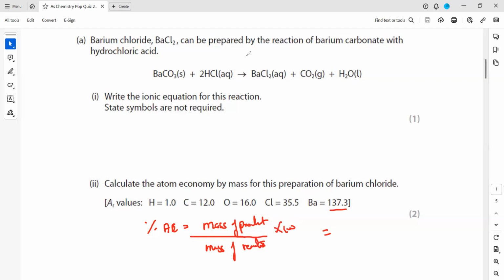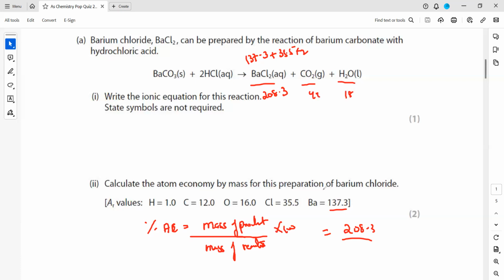So barium is 137.3, plus chlorine 35.5 multiplied by 2, which will make 71. So this will be 208.3 divided by the total mass of reactants or total mass of products. It does not make a difference because the total mass will be the same. So if this is 208, carbon dioxide we know is 44, water we know 18.